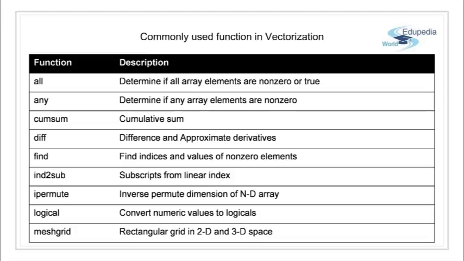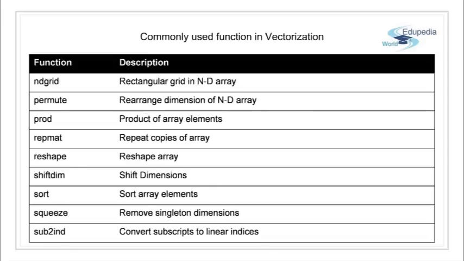Then there is something called ind2sub that, as the name suggests, finds the subscripts from the linear index. Then there is ipermute that does the inverse permute of an n-dimensional array. Then the logical function is used to convert numerical values to the logical data type. Then there is meshgrid that generates a rectangular 2-dimensional or 3-dimensional grid from the input values of x and y. Then similar to meshgrid, there is ndgrid that generates a rectangular grid for any n dimension. It is not limited like meshgrid to only 3-dimensional or 2-dimensional arrays. We can go up to the 4th dimension, 5th dimension and so on. Then the permute function is used to rearrange dimensions of an n-dimensional array.